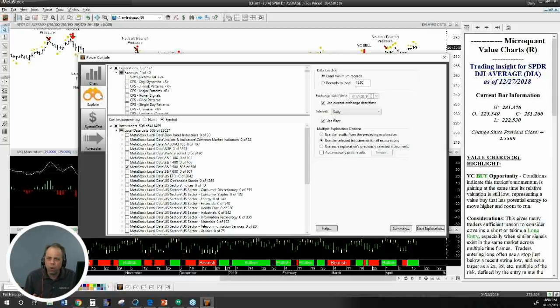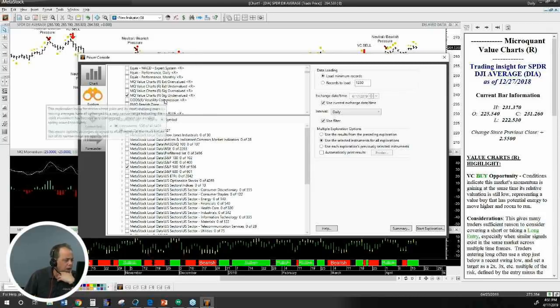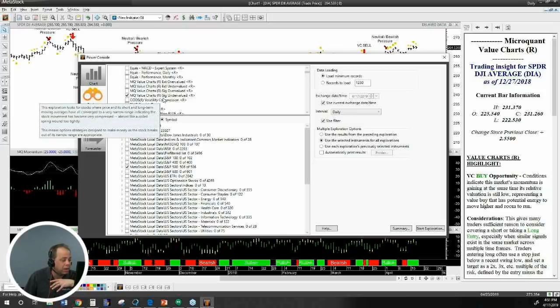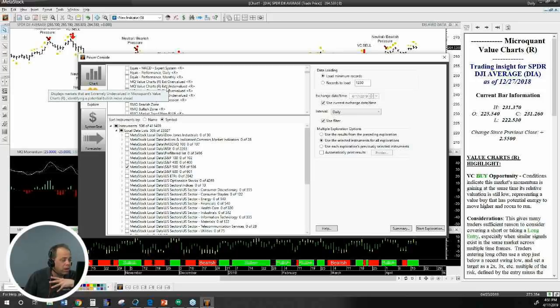I don't really know why we call it exploration. The best answer I could give him was that maybe the founder of the company, Steve Akalis, really liked Indiana Jones. But I can come in here to the explorations and scroll down here. You've got these four different value charts explorations built into them, and I can look for stuff that's significantly undervalued or significantly overvalued or extremely overvalued or extremely undervalued.